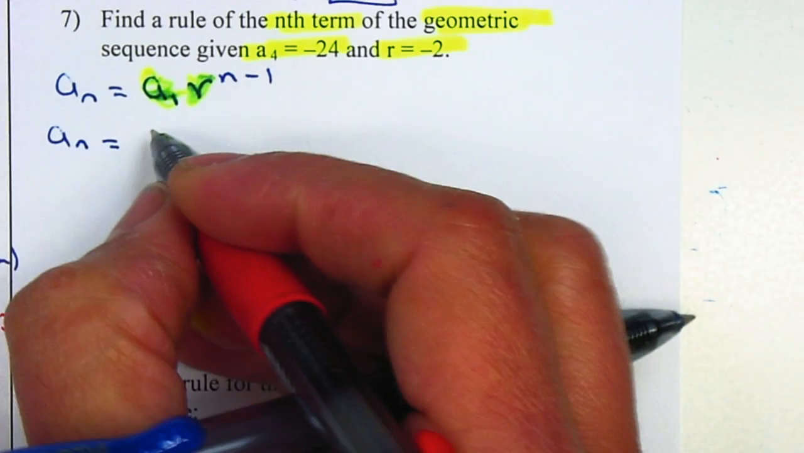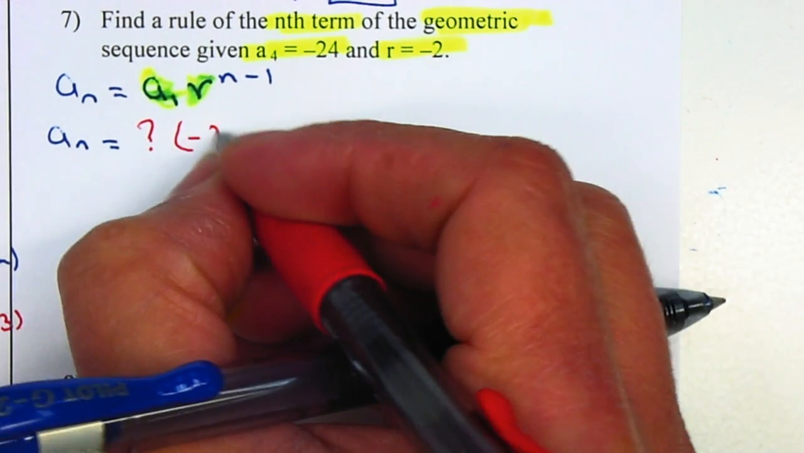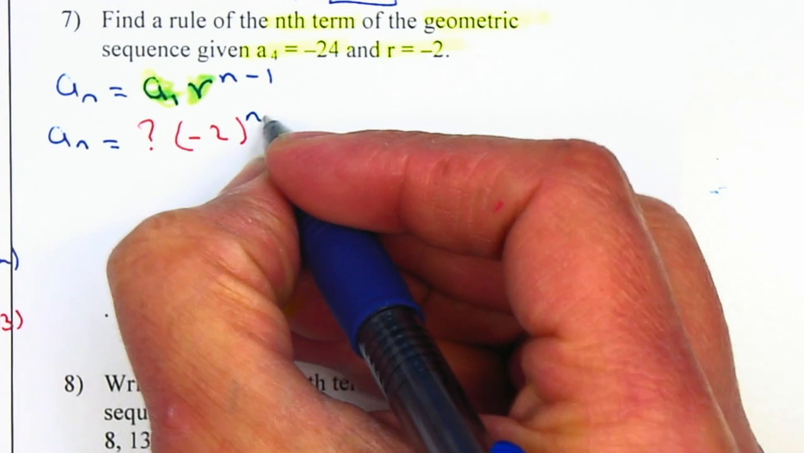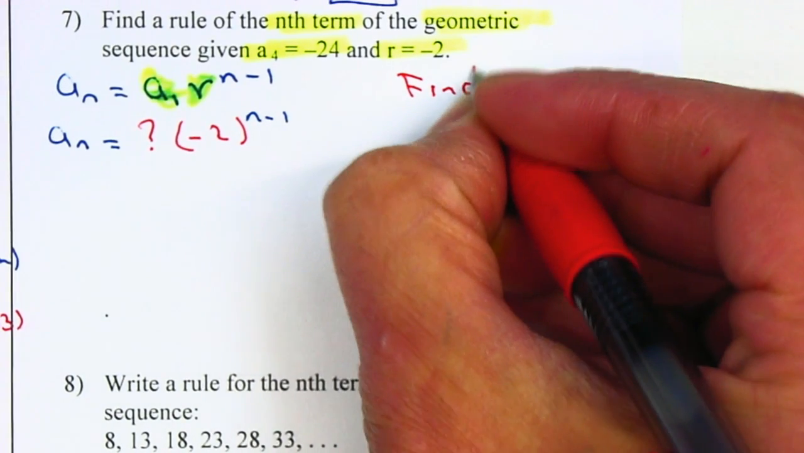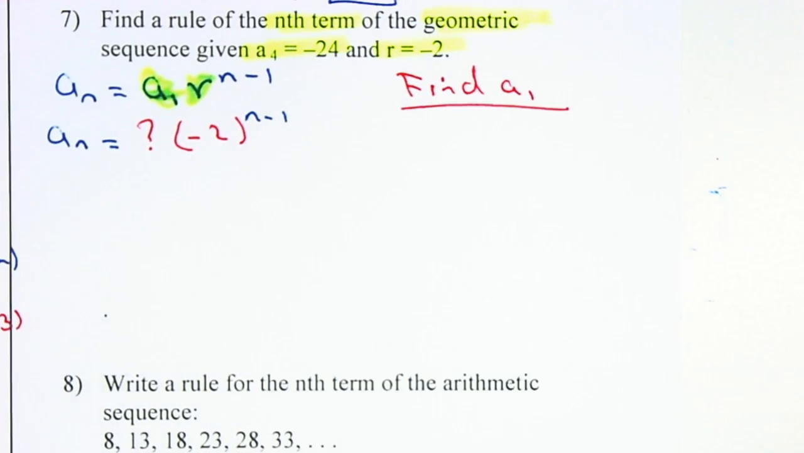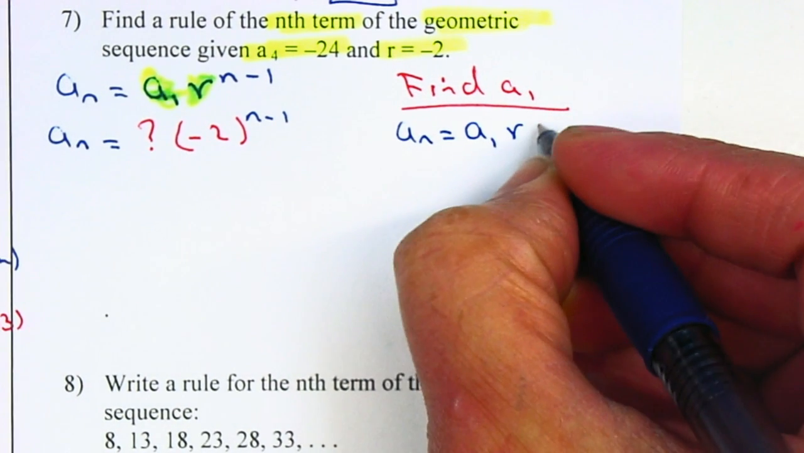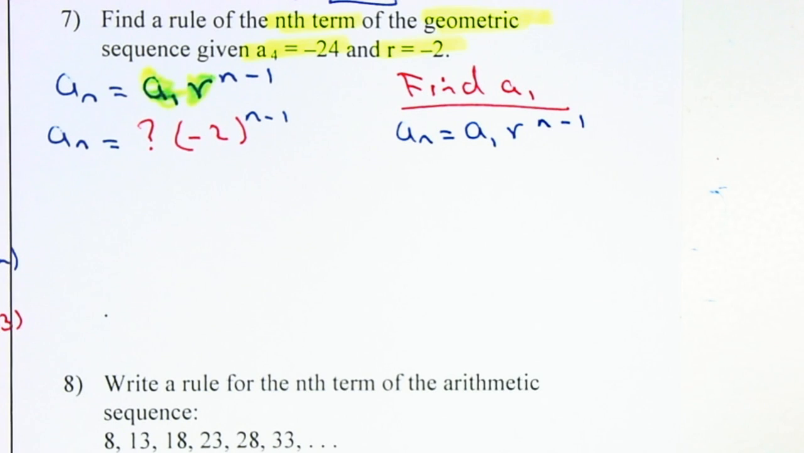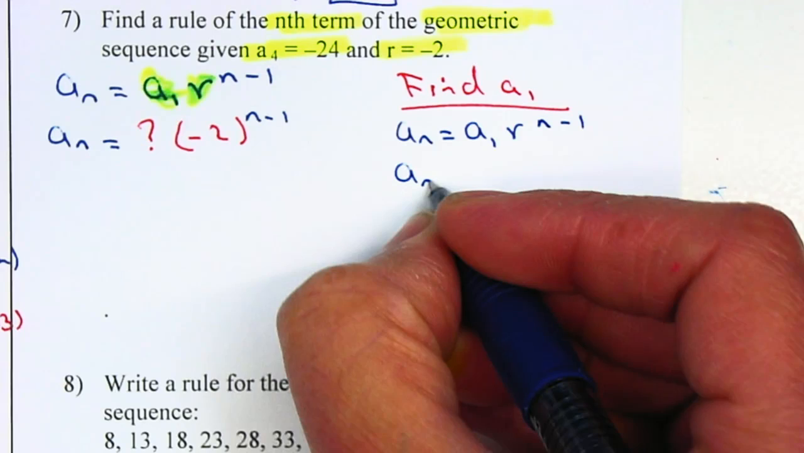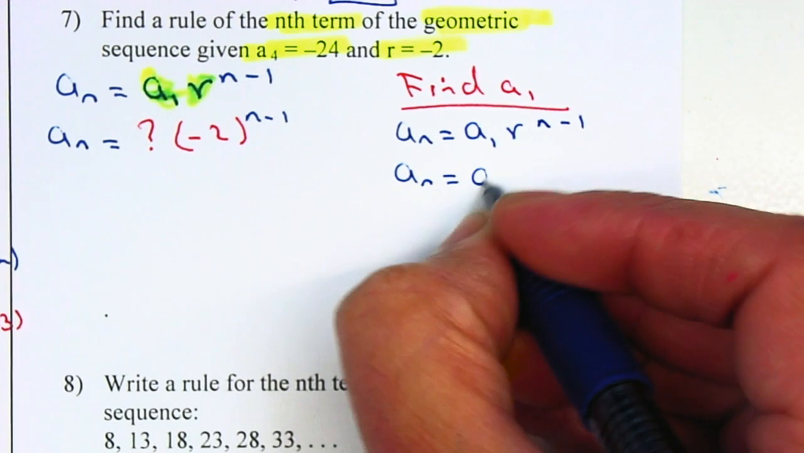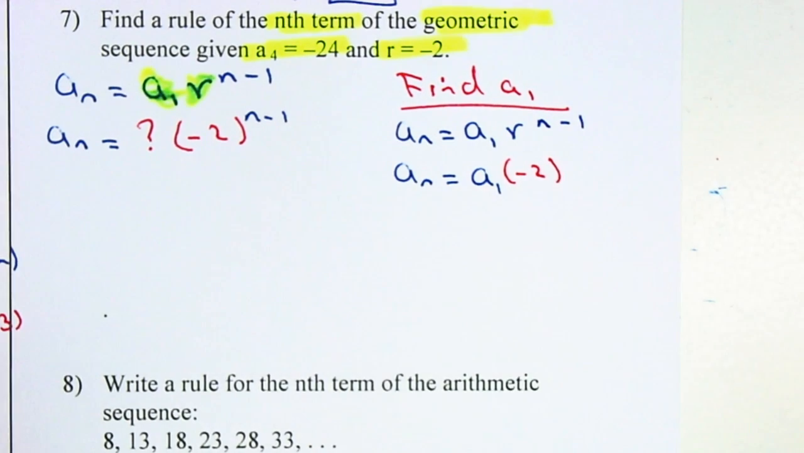So I don't know what A sub 1 is. I need to look for it. R is negative 2, and then n minus 1. So the only thing I need to do is find A sub 1, which is the first term, and I'm going to use the same equation: A sub n equals A sub 1 times R to the n minus 1. I'll plug in my R, which is the only thing they gave me, that is negative 2, and n minus 1.